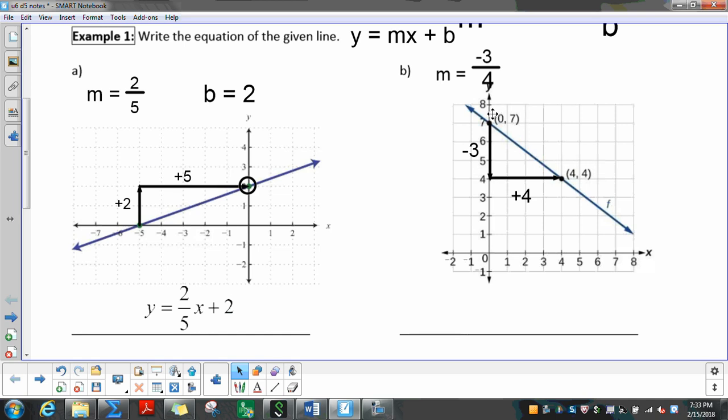Next, I look for the y-intercept, which is right here. So I go ahead and take that for my b, and then I go ahead and write my equation with it. Y equals negative 3/4 x plus 7. Okay?